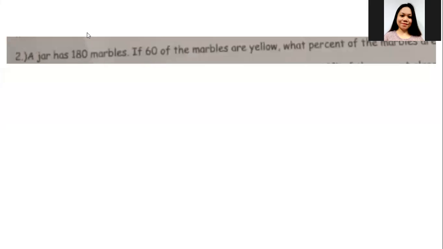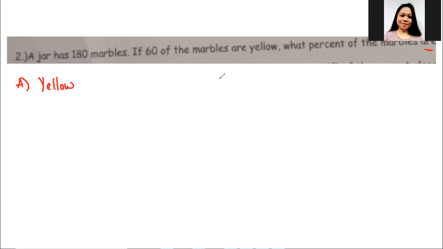All right, number 2. A jar has 180 marbles. If 60 of the marbles are yellow, what percent of the marbles are? And it was cut off, so I don't know what the actual question is. So let's just make up some questions here. Let's have 2 questions. What percent of the marbles are yellow? And the second possible question is, not yellow. I'm going to solve this one twice because the picture was cut off.